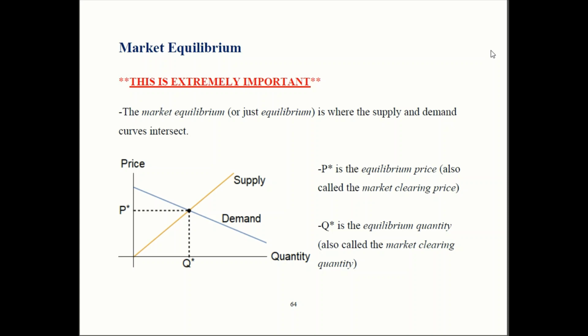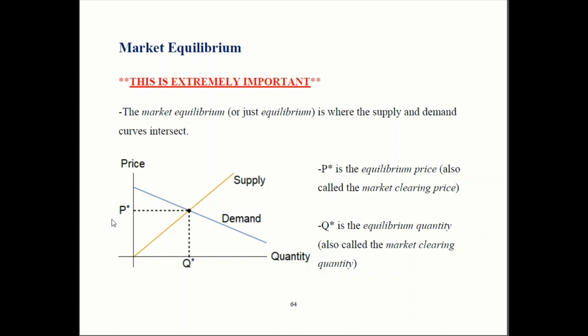So define the market equilibrium, often just stated as equilibrium, as where supply meets demand. So here's our supply curve. Remember, supply slopes upward because of the law of supply. When price goes up, firms want to supply more. Demand slopes down because of the law of demand. When things get more expensive, consumers buy less of them. So where the two curves intersect is the equilibrium.